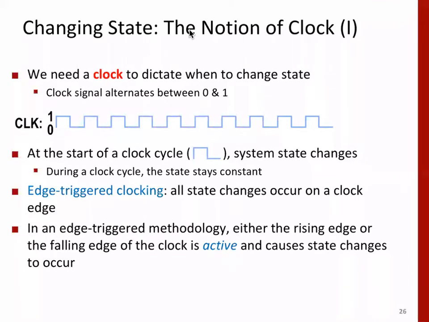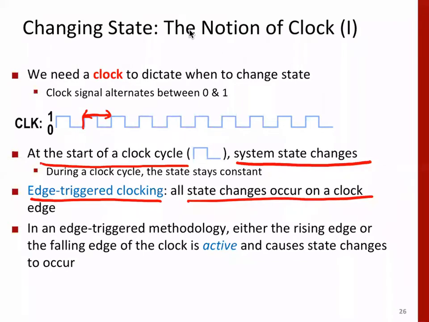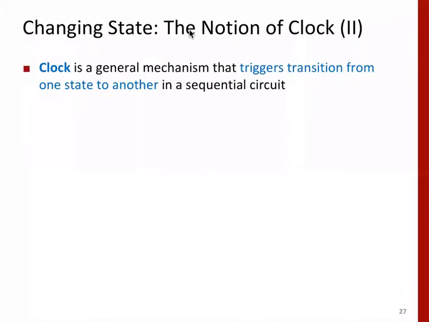So basically in a processor you need to remember that at the start of the clock cycle, system state changes. Here at the rising edge, the system state changes, and it stays in the same state for this duration. Of course, we use edge-triggered clocking where all state changes occur during a clock edge. We use the active edge or rising edge for the transition of state.